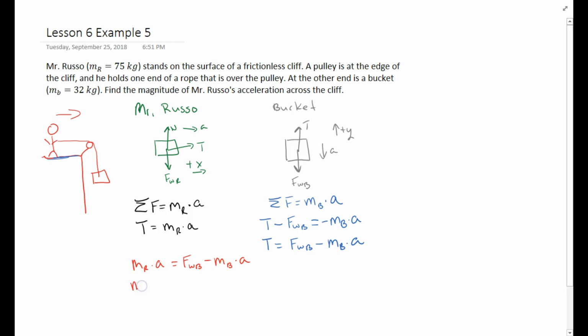So the mass of Mr. Russo times the acceleration plus the mass of the bucket times the acceleration is equal to the force of weight of the bucket. Remember, force of weight is equal to mass times gravity. So the force of weight of the bucket is going to be the mass of the bucket times gravity. So I am going to shift that in there.